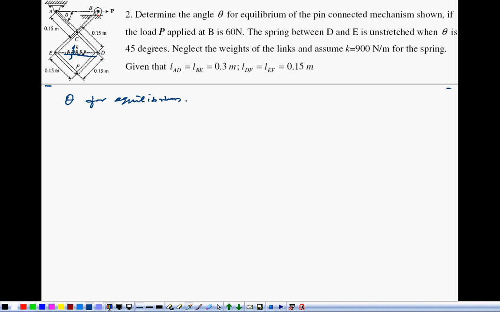There is also a force acting here equal to P, right? There is this angle theta. Okay, what do we do now? We first take this as the reference. That's the first step. So let's do that.